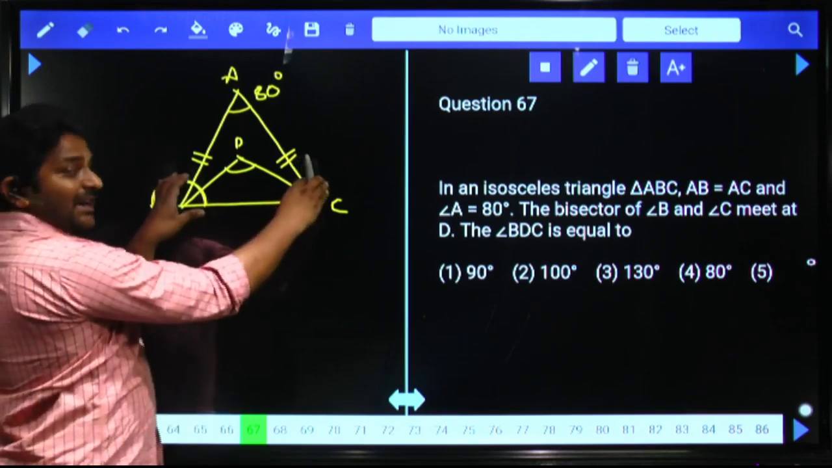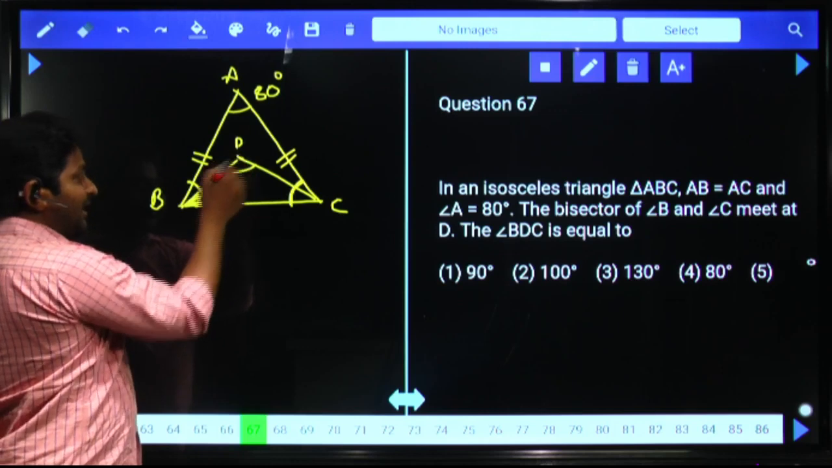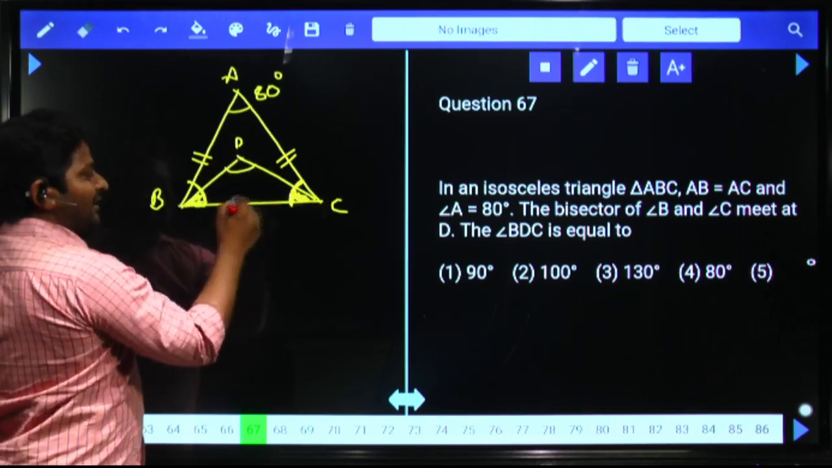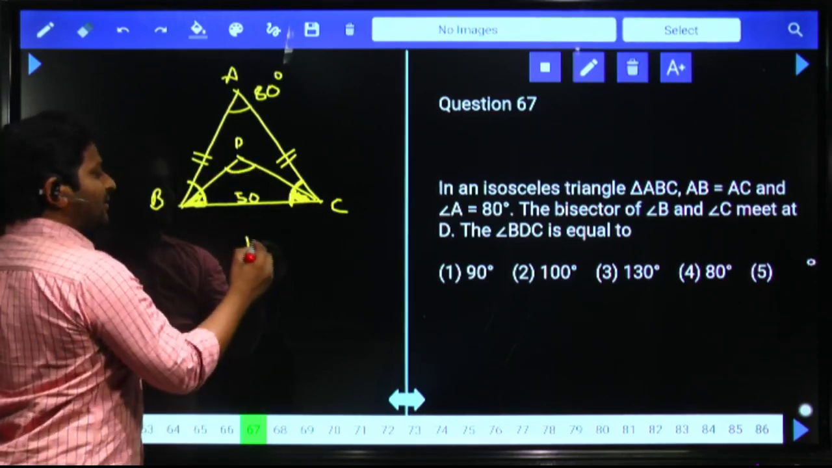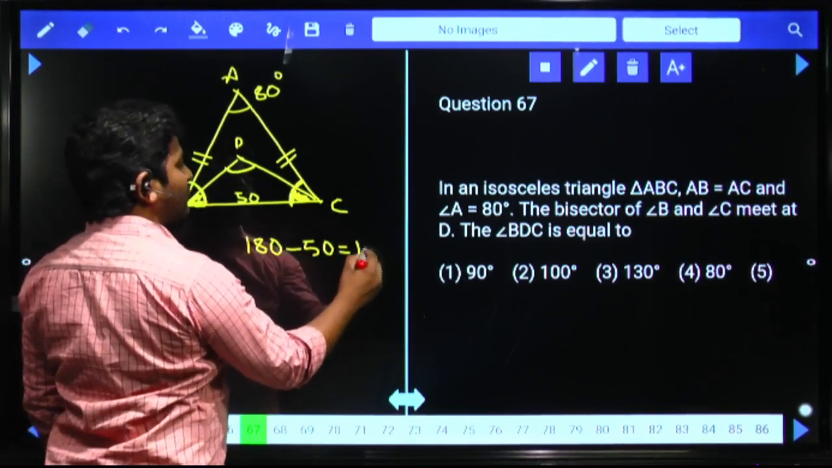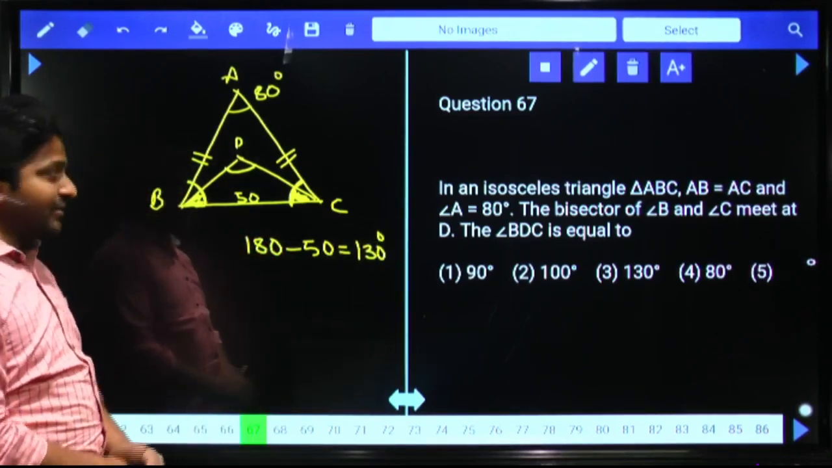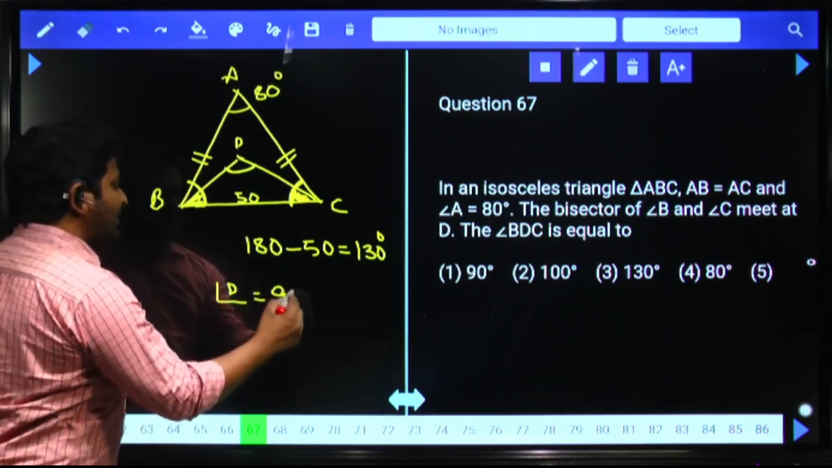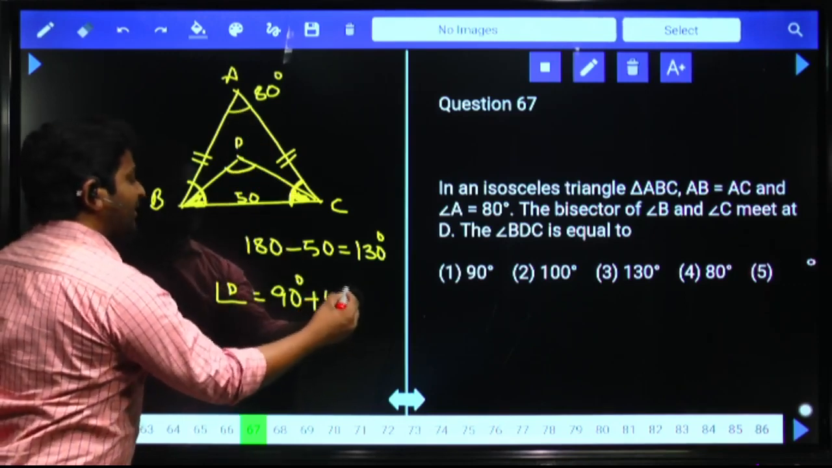If the total angle is equal to 100, angle BDC, DCB will be exactly half of that, that is 50 degrees. Then angle at D is equal to 180 minus 50, that is 130 degrees. This is one way you can answer this question. Otherwise, angle at D will be equal to 90 degrees plus theta by 2, theta by 2 in the sense 40 degrees.